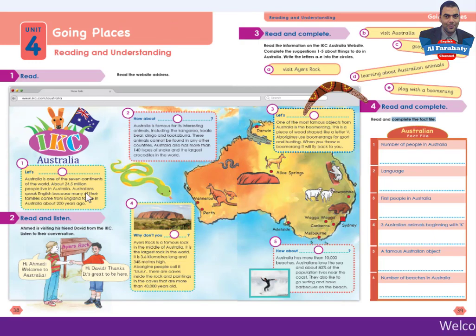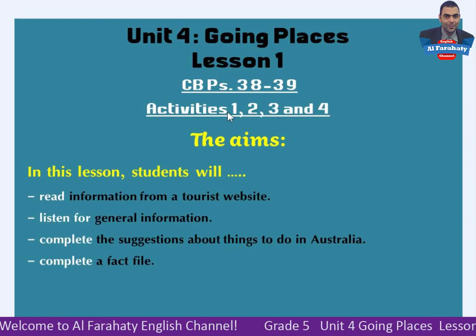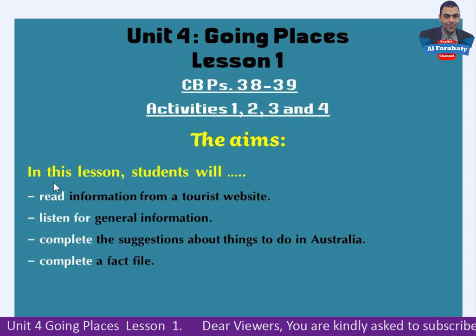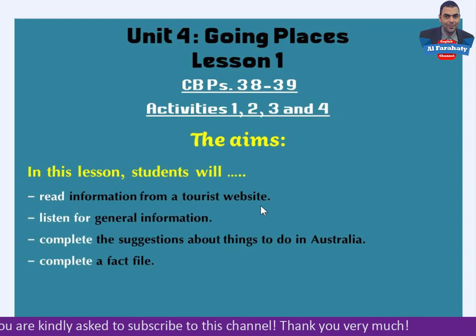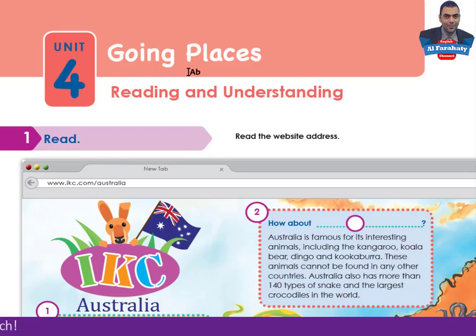What are the aims of this lesson? Let's check. Unit 4 Going Places, Lesson 1. Classbook pages 38 and 39. Activities 1, 2, 3, and 4. The aims. In this lesson, students will read information from a tourist website. Listen for general information. Complete the suggestions about things to do in Australia. Complete a fact file.